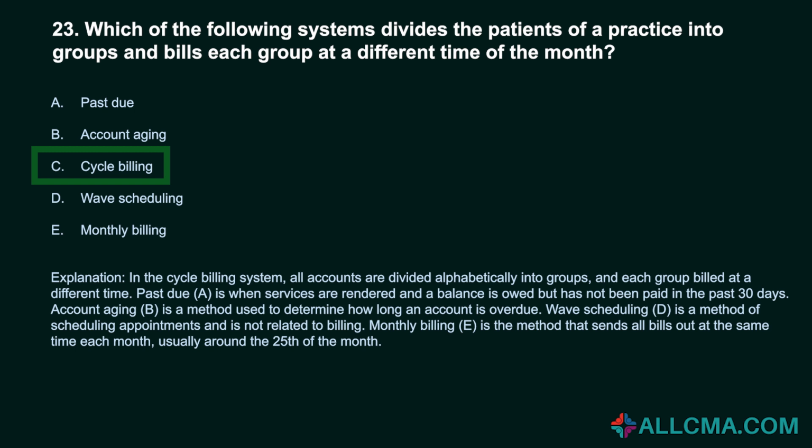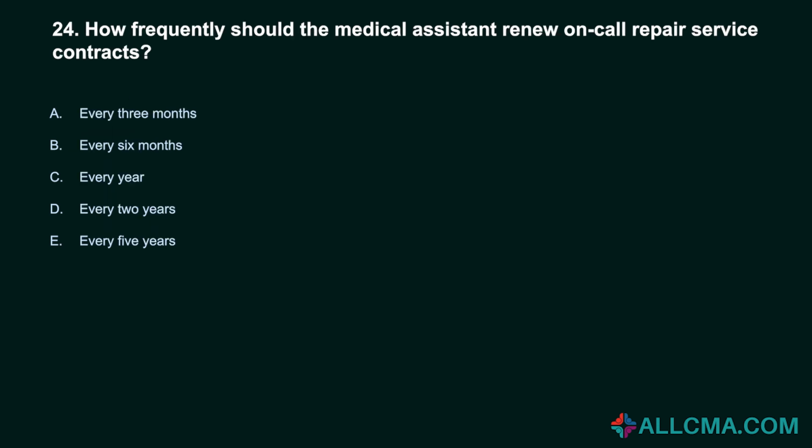paid in the past 30 days. Account aging, B, is a method used to determine how long an account is overdue. Wave scheduling, D, is a method of scheduling appointments and is not related to billing. Monthly billing, E, is the method that sends all bills out at the same time each month, usually around the 25th of the month.